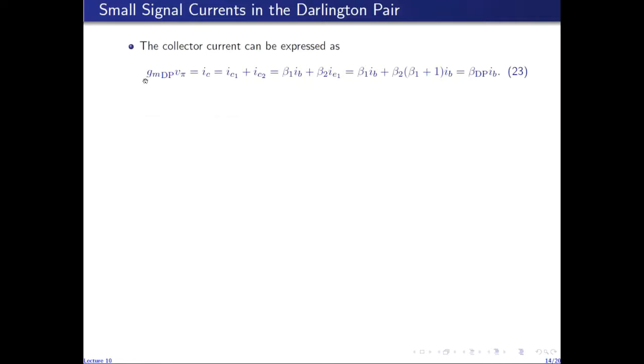So we can equivalently represent GM V pi as beta IB as before for a transistor. Just like we did for a transistor, we can write for the Darlington pair GM dp times V pi as beta dp times IB.